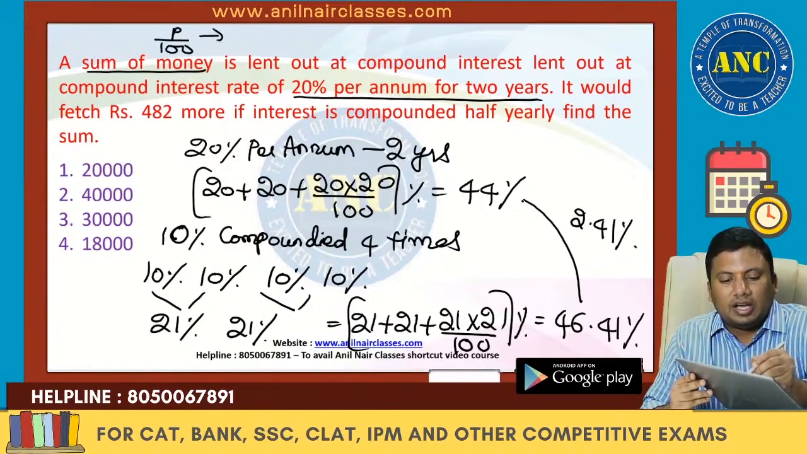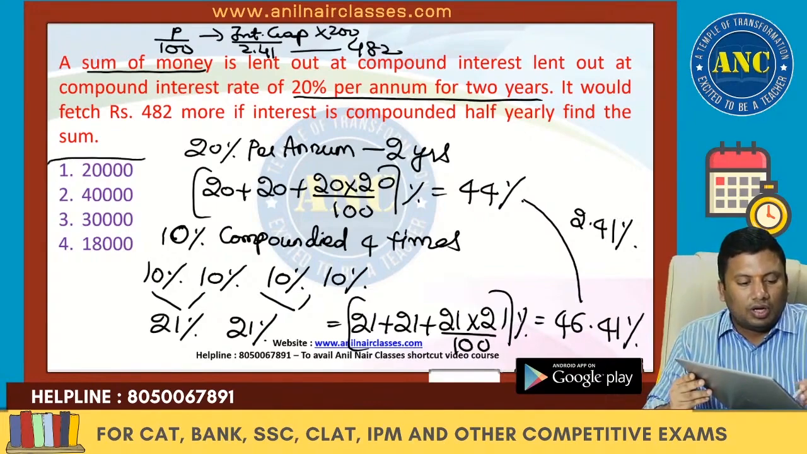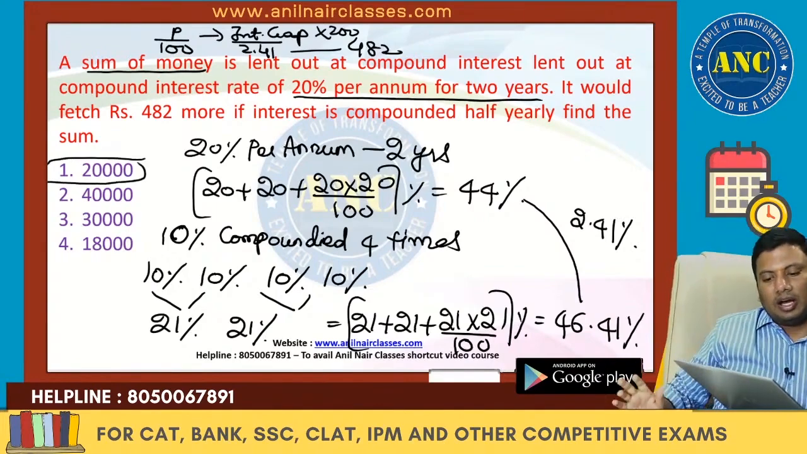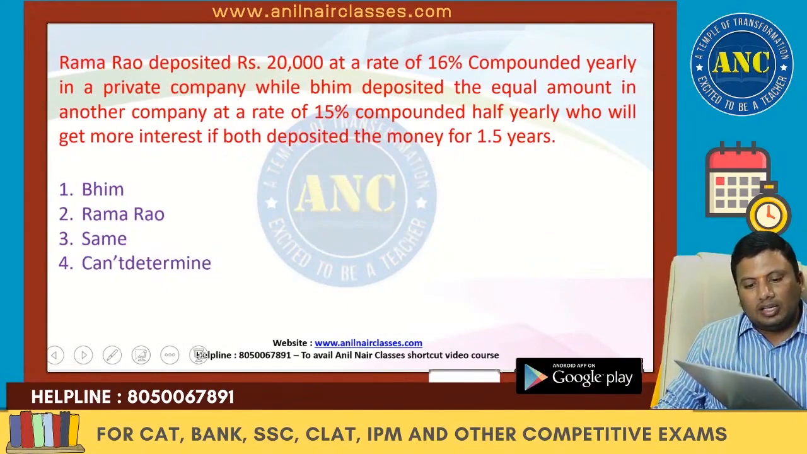2.41%. P is 100. Interest gap is nothing but 2.41. But according to the question, 482. So 100 into 200 is 20,000. Easy question once you know it. Once you understand it, these are all easy questions.